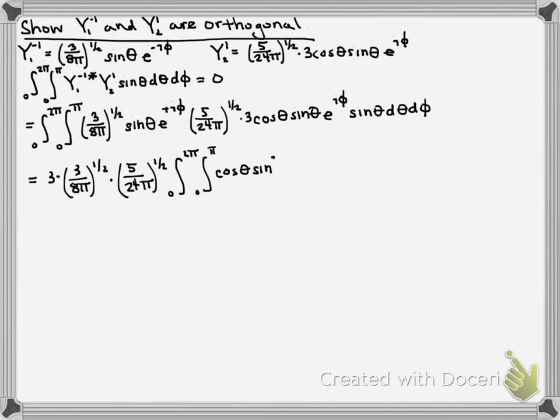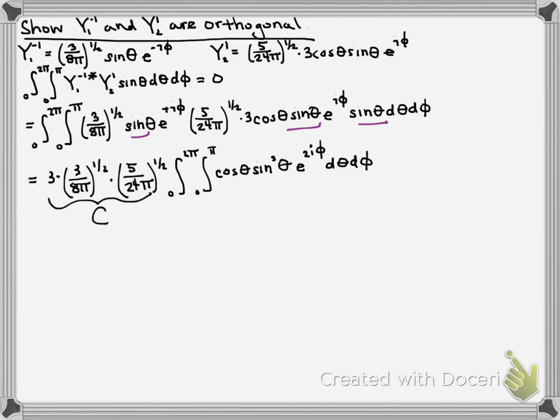And let's combine all of our theta terms. So we're going to end up with cosine theta sine cubed theta, because notice that we have sine theta times sine theta times sine theta, right? So sine cubed theta. And then if we combine our phi terms here, we've got e to the positive i phi times e to the positive i phi, or e to the 2i phi when we multiply them together. And then the remainder of our integrand is still d theta d phi.